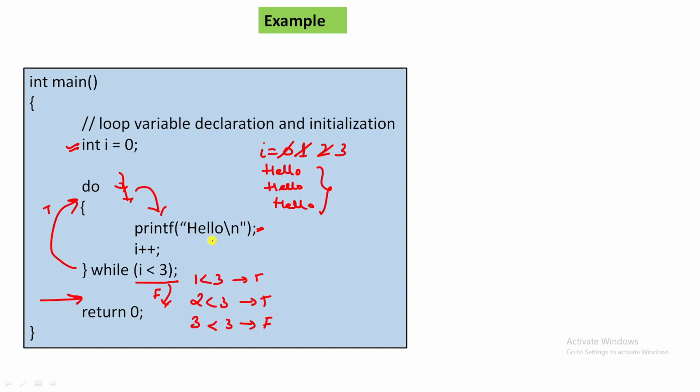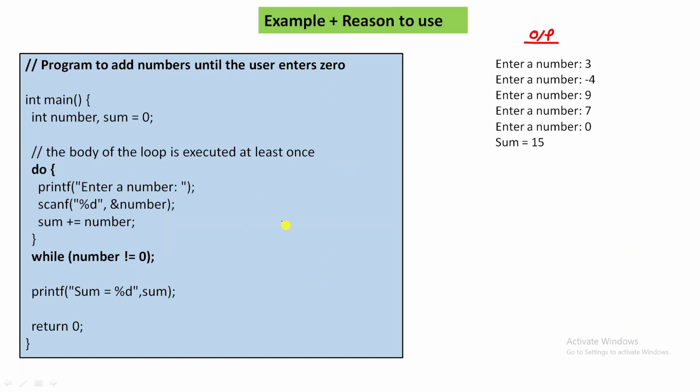Let's see one more example. This is our next program. In this program, what is our intention, what do we want as the output? Whenever I run this program, I should be asked to enter a number. Let's say this line will come: enter a number. If I enter any non-zero number, any negative or positive number but not 0, let's say I enter 3, then it should again ask me for a number.